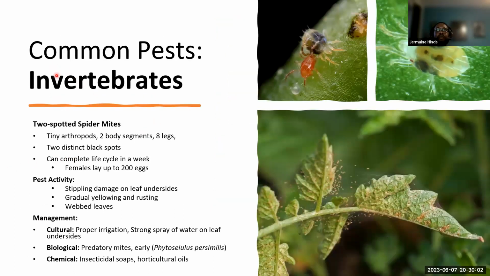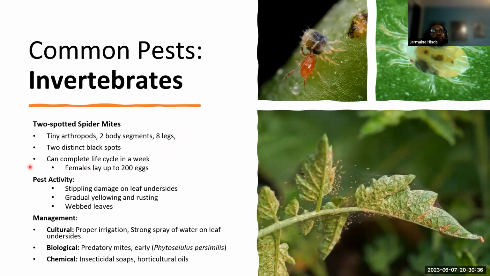Next up in invertebrates: two-spotted spider mites. These are another big pest. These are tiny arthropods. They're not insects, so they have two body segments versus three that insects typically have. Two-spotted spider mites have 8 legs, so they're more related to spiders than insects. One of the distinct features is that they have these 2 black spots on their sides. So that's 2 body segments, 8 legs.